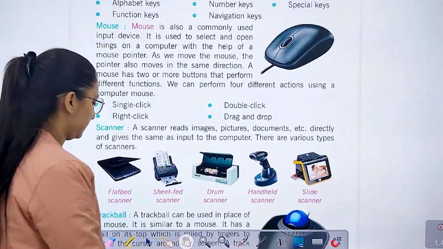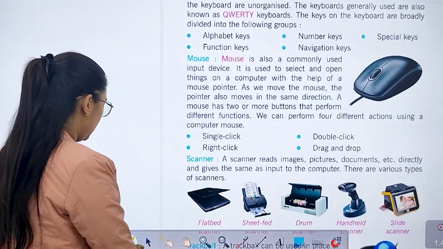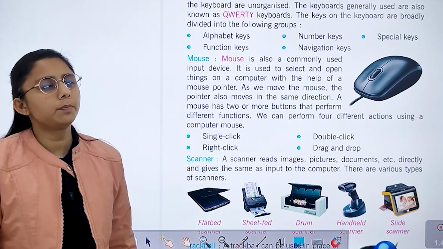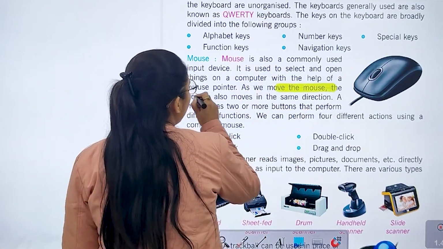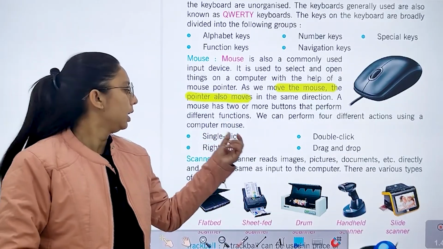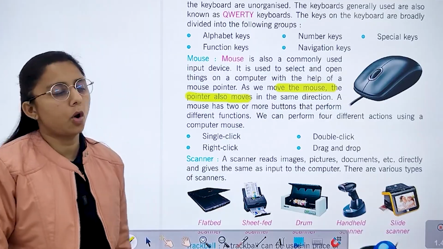Next is mouse, which is used for clicking or drawing pictures and pointing out different things. As we move the mouse, the pointer also moves in the same direction. And we have different types of click: single click, double click, right click, drag and drop.